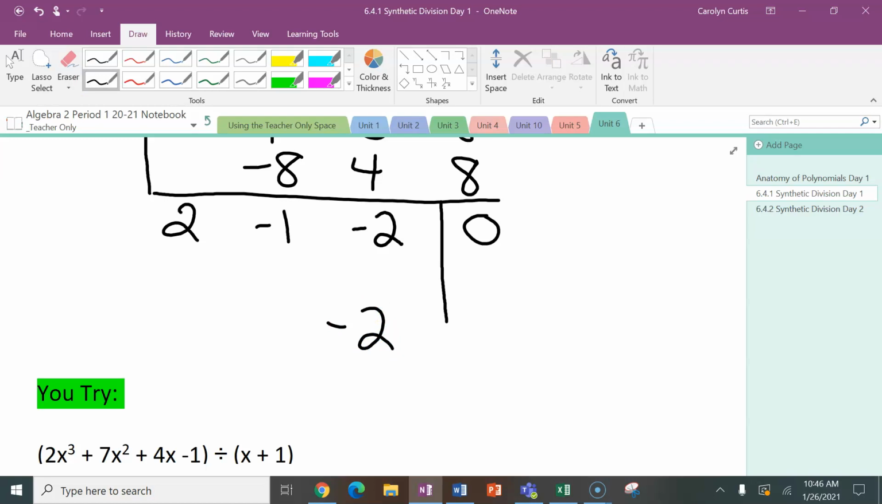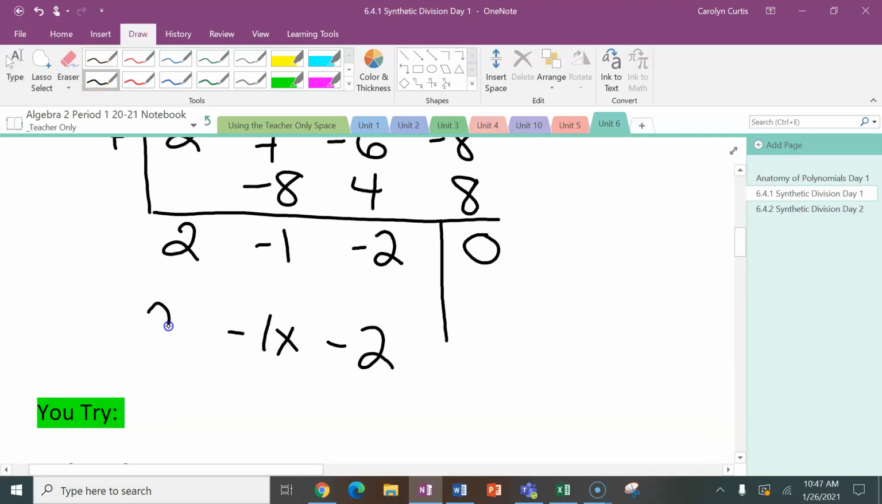Then you're going to go up a degree each time. So this is going to be -1x. And then this is going to be 2x squared. So the 0 was the remainder. We drew a line there. -2 we brought down as the constant. Then I have my x term and then x squared term.